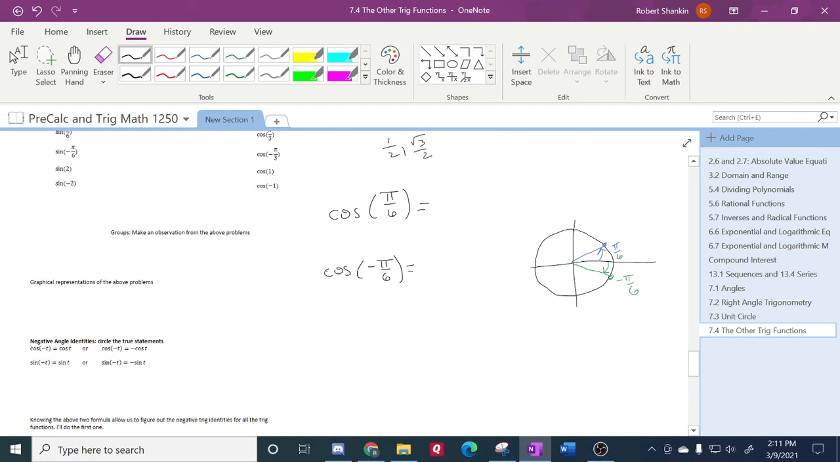Well, when you're at pi over 6, do you go over further or up further? You go over further, so pick the bigger number, square root of 3 over 2. And the cosine of negative pi over 6 down here is the same thing, because you're going over the same amount.